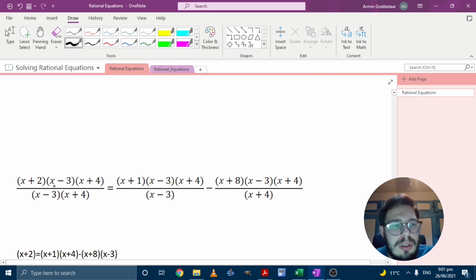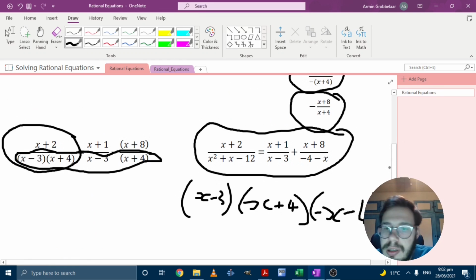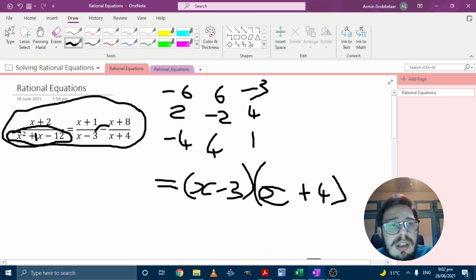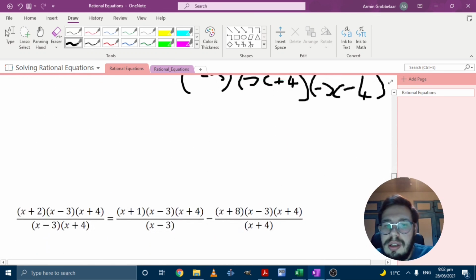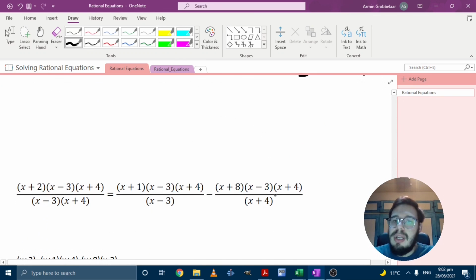You get x plus 2 times x minus 3 times x plus 4 divided by x minus 3 x plus 4 is equal to x plus 1 times x minus 3 times x plus 4 divided by x minus 3, minus, because here we had a minus, you can see, minus x plus 8 times x minus 3 times x plus 4 divided by x plus 4. So now you can see here the x minus 3 can cancel out and the x plus 4 can cancel out. Here the x minus 3 can cancel out, and here the x plus 4 can cancel out.